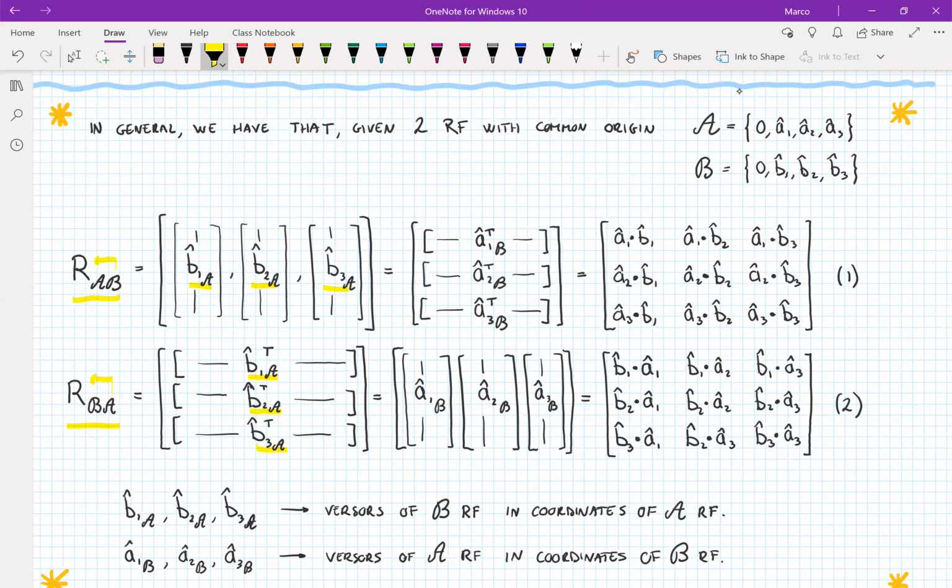What if you had the versors of A? So A1, A2, and A3, expressed in the B coordinates. If you take them row-wise, then you get RAB, and if you place them column-wise, you get RBA. Of course, you get from here to here by applying the transpose, and also right here.